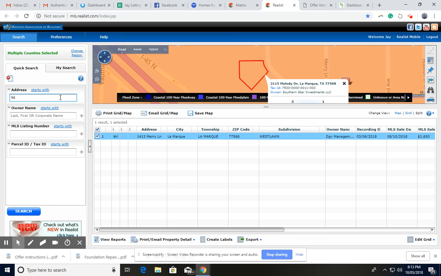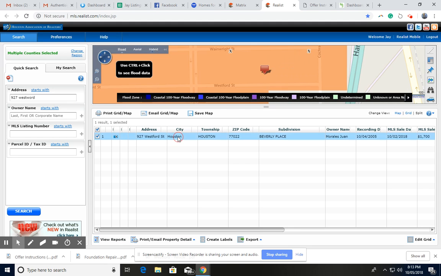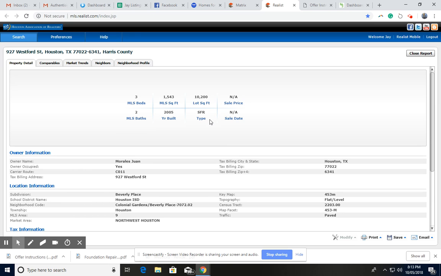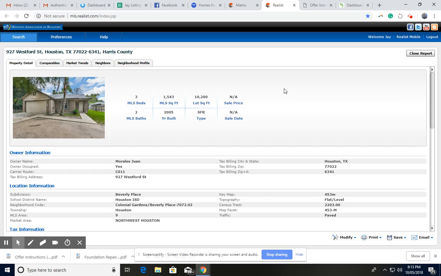And we can always go to Realist and get the legal description of it. And we can put the address right here, 927 Westford, right here. That's the address. It's in Houston. You click here, and then the legal address is going to be right here. See, legal description.